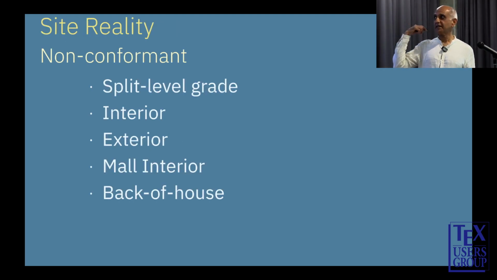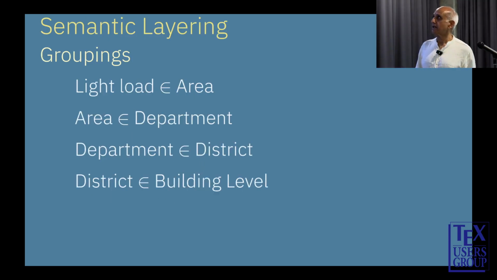The site reality at the project that we're talking about was highly non-conformant. You had a split level grade, so even the concept of floor doesn't exist. Interior, exterior, mall interior, back of house. So this is the nomenclature I came up with. Light loads belong to areas, areas belong to departments, departments belong to districts, districts belong to building levels. Notice nothing about the processor or the bus.